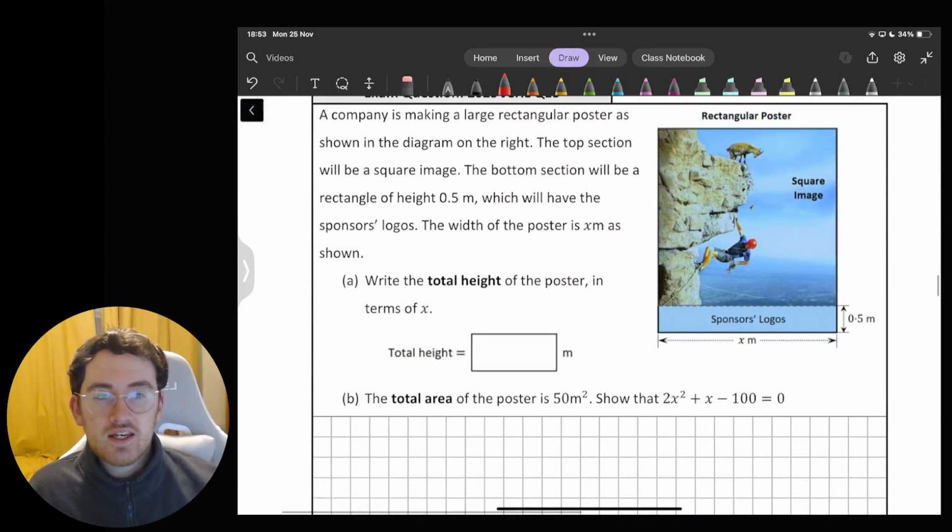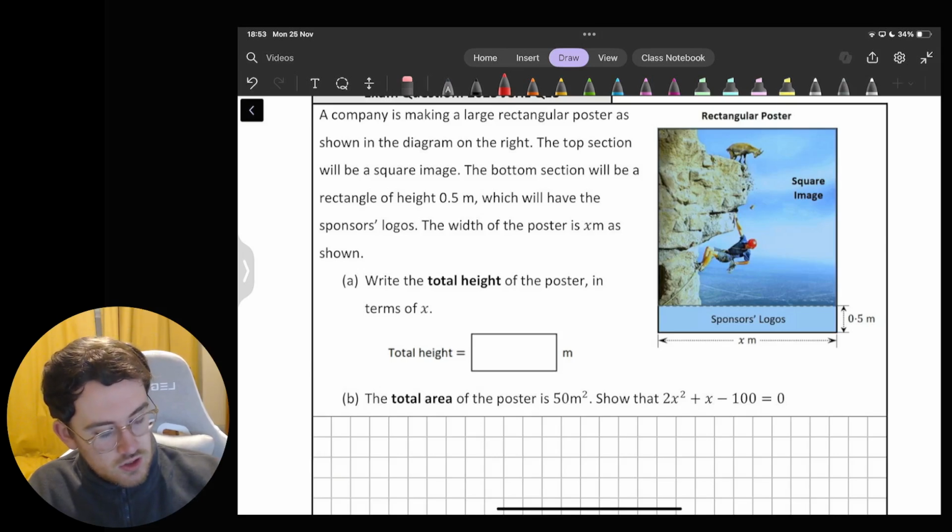A company is making a large rectangular poster as shown in the diagram on the right. The top section will be a square image. The bottom section will be a rectangle of height 0.5 meters, which will have the sponsor's logos. The width of the poster is x meters as shown. Write the total height of the poster in terms of x.